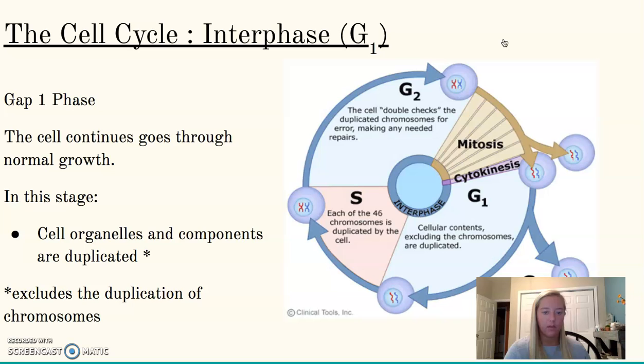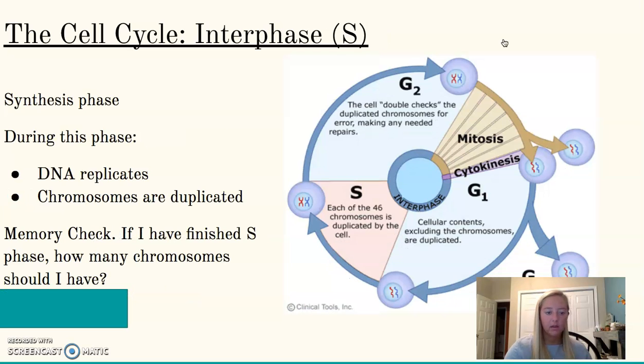And then if we go into the gap 1 phase specifically, it's gap 1, not growth. It's often confused, but just get that straight in your mind. The cell will continue to go through normal growth. So in this stage, the cell organelles and components are duplicated, not the chromosomes, and then it just normally grows. It gets bigger. It gets ready to divide because you don't want to divide a very tiny cell. And then the synthesis phase is when the DNA is replicated, so your chromosomes are duplicated.